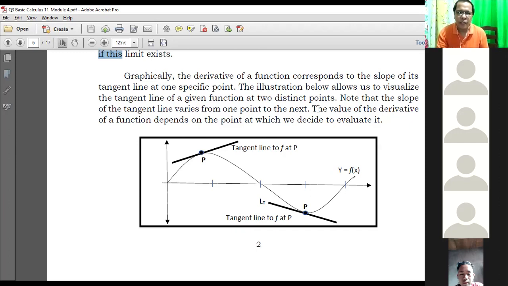Okay, so along any curve, let's say, for example, a circle, the tangent line of a circle is a line that touches a point along the curve of the circle, but it is perpendicular to your radius. Let me illustrate this. We will just review so that we understand the tangent line.